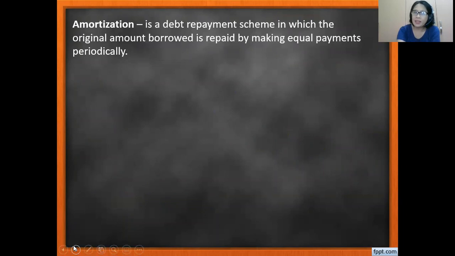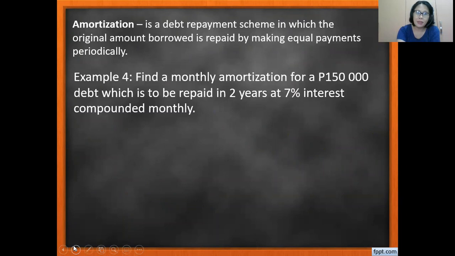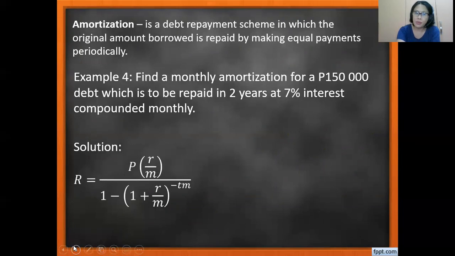Now, amortization, class, is a debt repayment scheme in which the original amount borrowed is repaid by making equal payments periodically. So usually it's monthly. Find a monthly amortization for a 150,000 debt which is to be repaid in 2 years at 7% interest compounded monthly. So here, we're going to work on the periodic payment this time. The formula, this one was derived from the present value formula. Okay? So solving for the periodic payment is done using this formula.